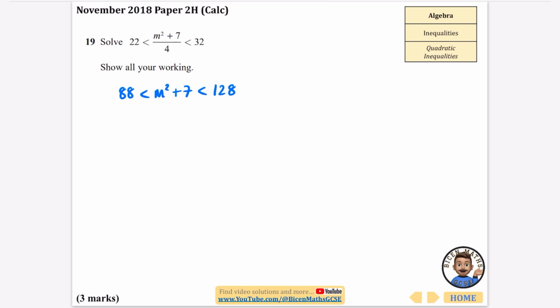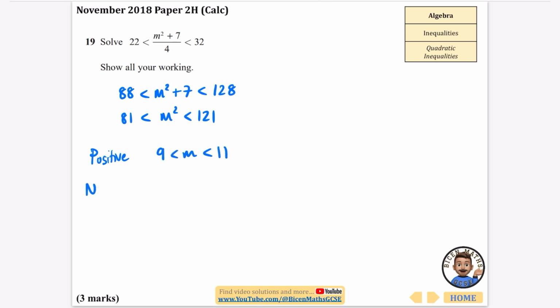Now I'm going to subtract 7. So I'm going to say that it's 81 m squared and then 121. Now when I take the square root of these, I'm going to be thinking that I could get a positive and a negative square root. So let's just start off by taking the positive square root. If I take the positive square root, I get that 9m and 11.